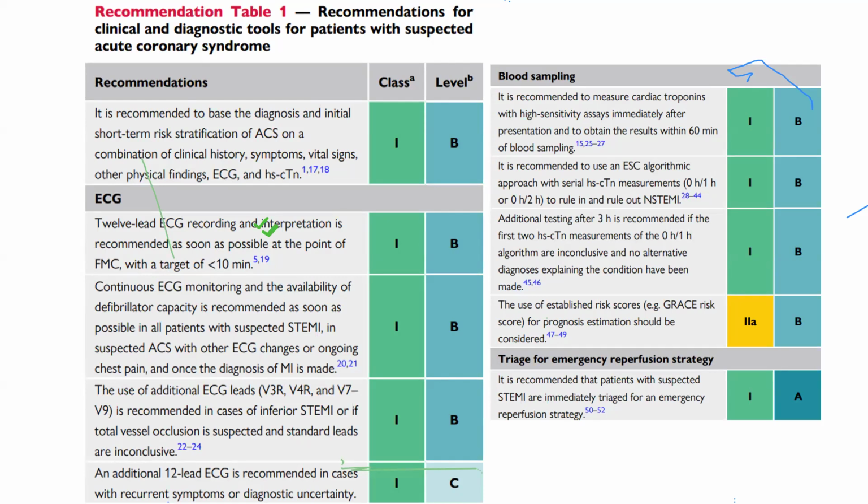the turnover time for troponins won't make this practical. The use of established risk scores like the GRACE score, TIMI score, etc., for prognosis estimation should be considered, and triage for emergency reperfusion strategy. It is recommended that patients with suspected STEMI are immediately triaged for an emergency reperfusion strategy. So these are things that we do, but they are just reinforcing them and giving them recommendations.